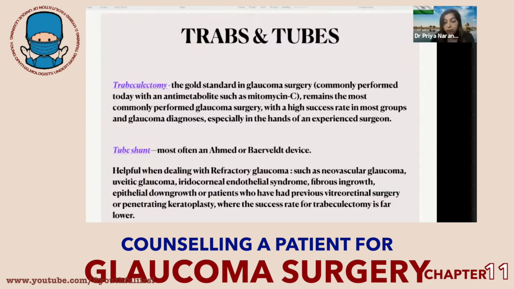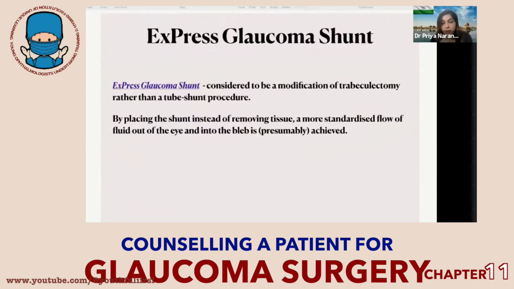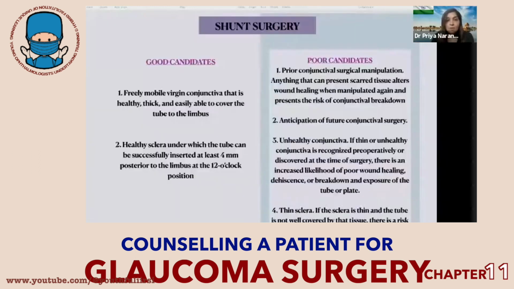But with general ophthalmologists, trabeculectomy remains the gold standard as of now for the surgical line of management of these cases. A lot of surgeons have had experience using the Ex-PRESS glaucoma shunt. It is considered to be a modification of the trabeculectomy rather than a tube shunt procedure. By placing this shunt, instead of removing the tissue, a more standardized flow of fluid is maintained outside the eye. So even for shunt surgery, you have to choose which candidate would benefit from it.